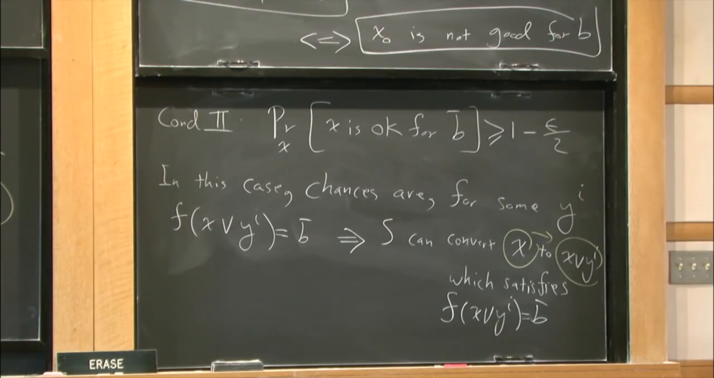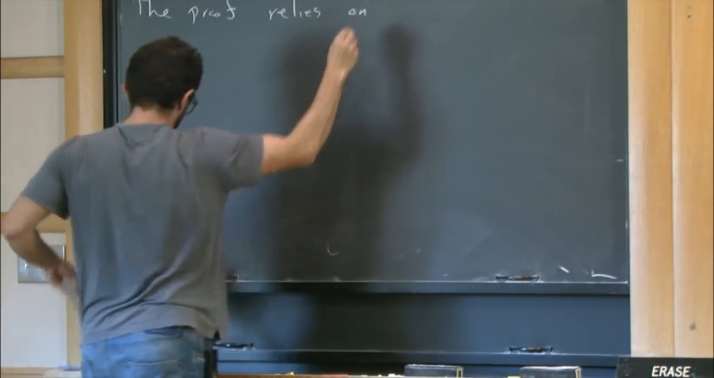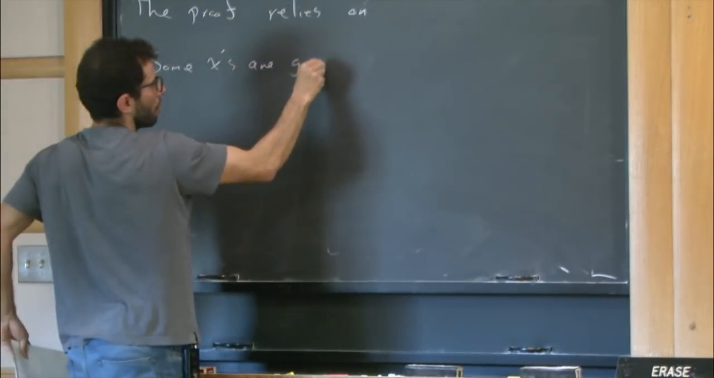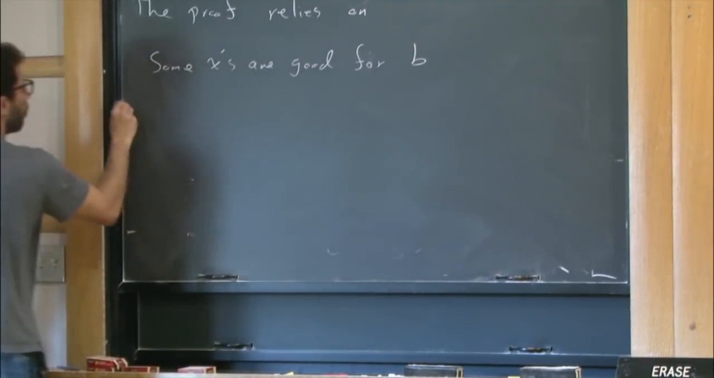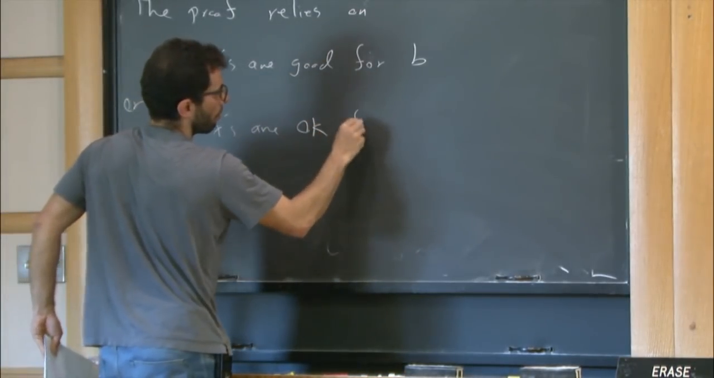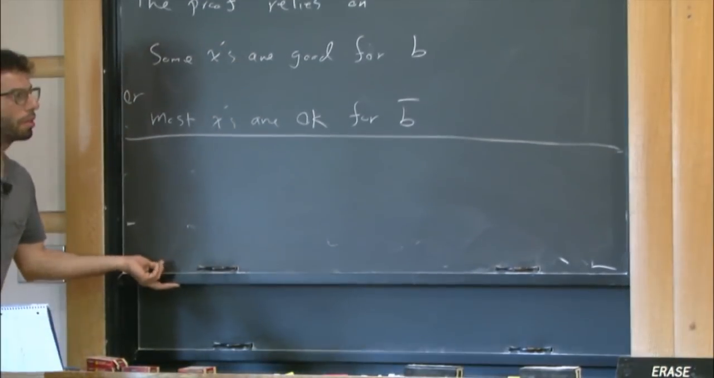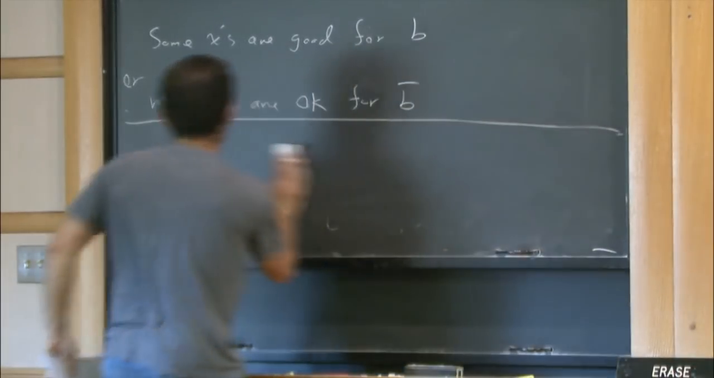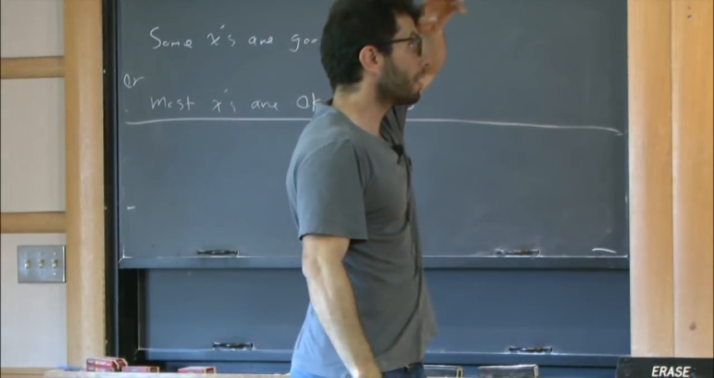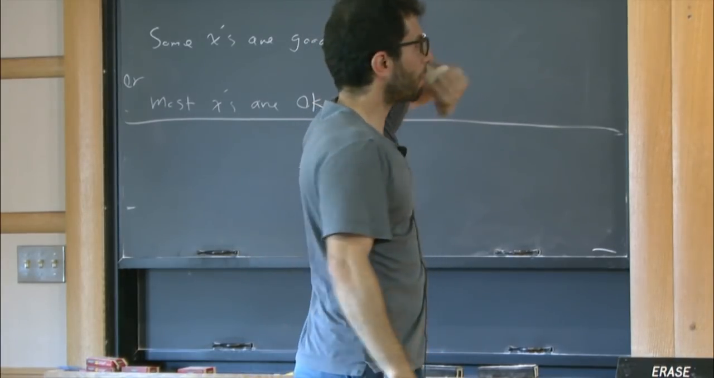OK, so all right, let me remark something. The proof relies on this dichotomy. Either some x's are good for B, or most x's are OK for the other value, B bar. So in either case we can handle it, but with a very different proof, it seems, or for a different reason, at least. So, right, so in this work, we proved this. It's until 12:30, or? No, but you can talk for 10 more minutes. OK, 10 more minutes, that's good.